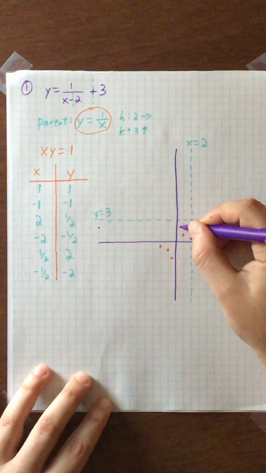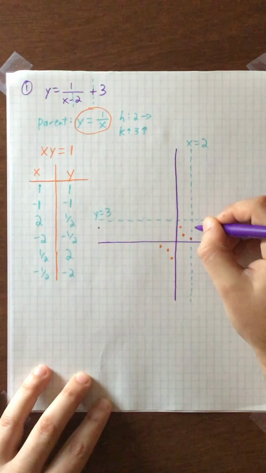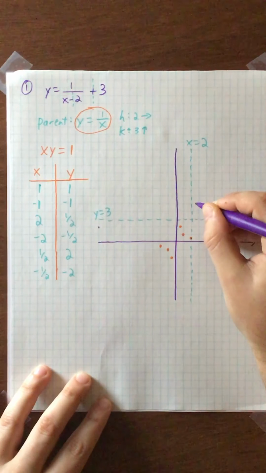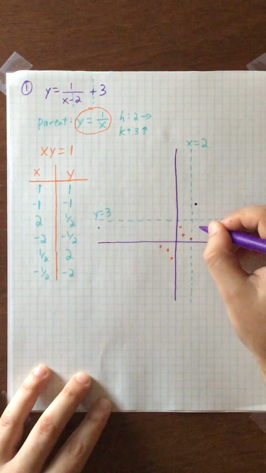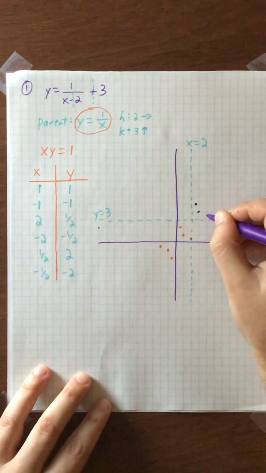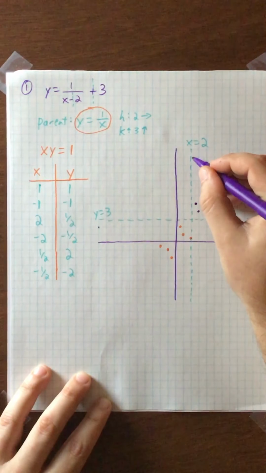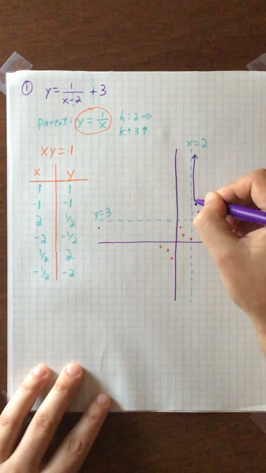Okay. Take your points now, and I'm going to do one branch at a time. I'm going to take this point here. I'm going to shift it 2 to the right, 3 up. 2 to the right, 3 up. Okay, and I have to go along these asymptotes.